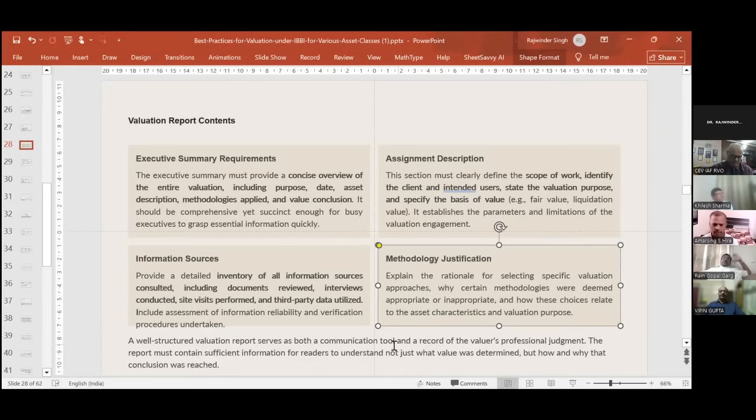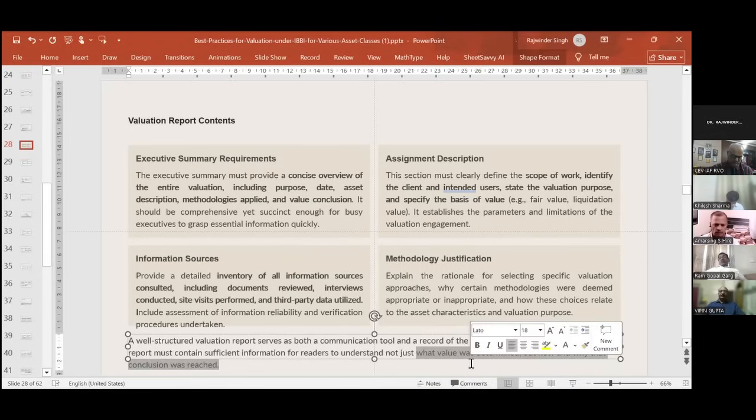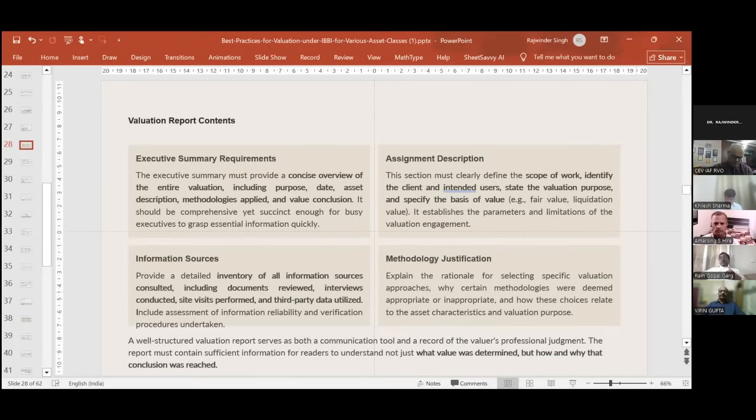So a well-structured valuation report serves as both a communication tool and a record of the valuer's professional judgment. The report must contain sufficient information for readers to understand not just what the value was determined, but how and why that conclusion was reached. See here, what your valuation report should give. That is the important thing: what value was determined, how it was determined, and why that conclusion was reached. That is important in your valuation report.